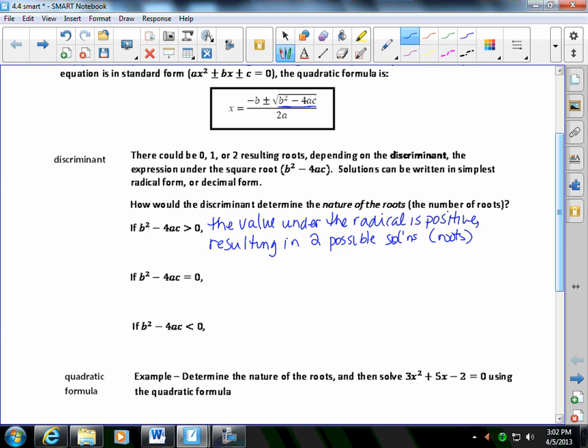If when you solve, b squared minus 4ac is exactly equal to 0, so that means the value under the radical is a 0, then there is one possible solution. So the value under the radical is 0, resulting in one possible root.